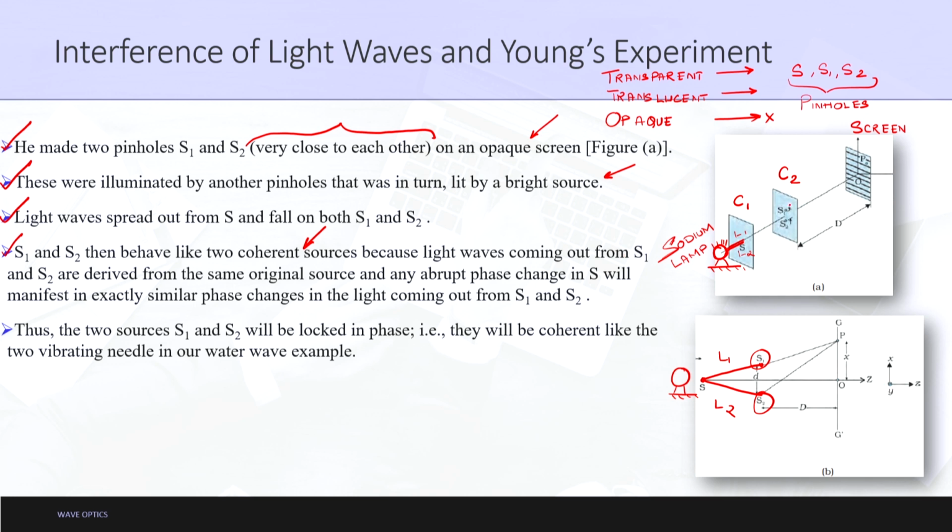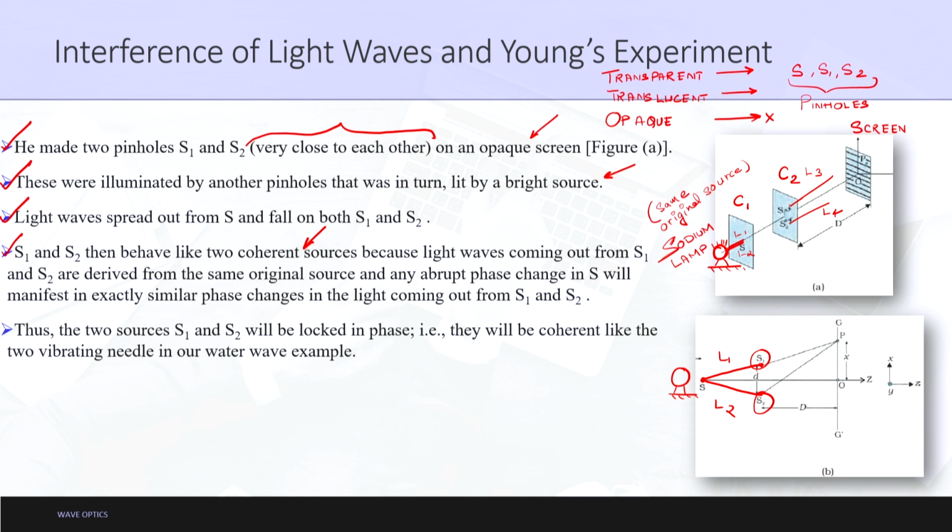So S1 and S2 behave like two coherent sources because light waves coming out from S1 and S2, let's say I denote a single ray by L3 and L4, and there will be infinitely many light rays coming from these sources, are derived from the same original source. This is the same original source being talked about. Okay, and any abrupt phase change in S will manifest in exactly similar phase changes in the light coming from S1 and S2.